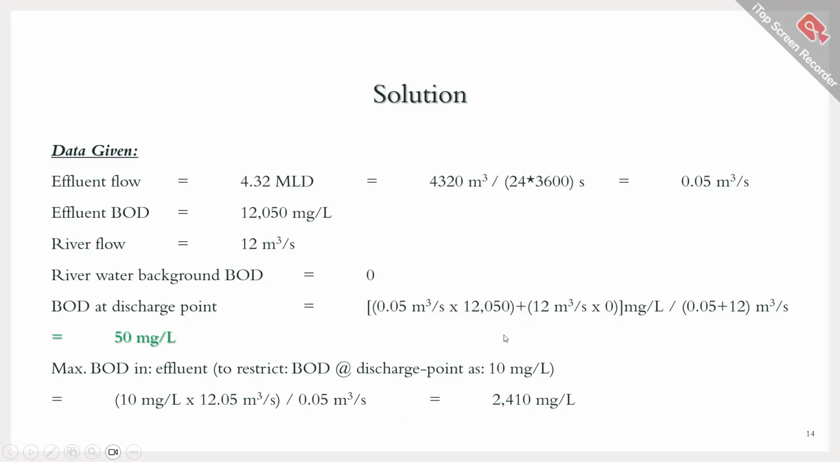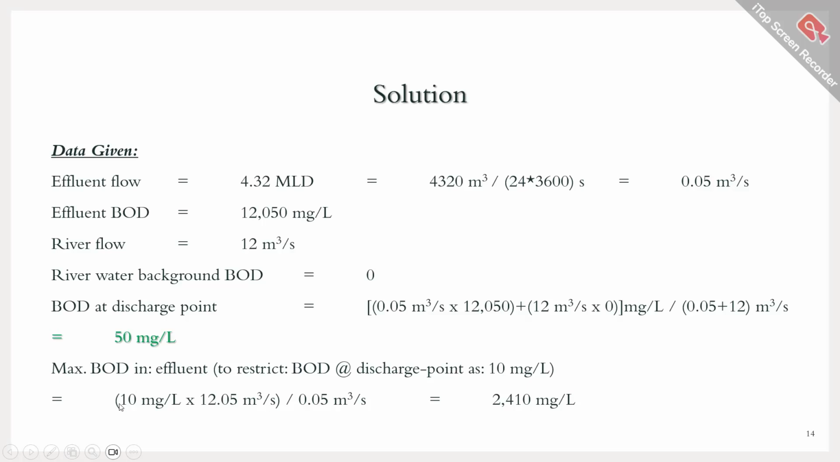Why we did this exercise? So we have to understand that this 10 milligram per liter is the BOD after the mixing. So after the mixing, what is the volumetric flow rate? 12 plus 0.05, which is nothing but 12.05 meter cube per second, right? So if we just multiply the concentration with the volumetric flow rate, it will give us the total BOD that should be present inside the water after the mixing.